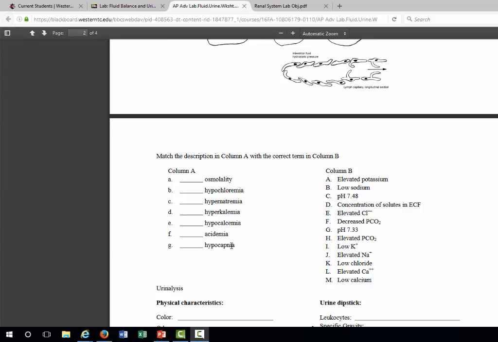And hypocapnia, do you remember what capnia refers to? What is it, Jacob? You're nodding your head. Yep, carbon dioxide. So we have decreased PCO2, letter F.